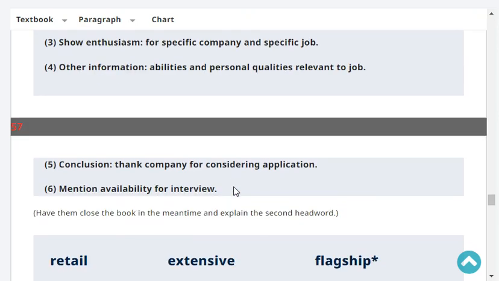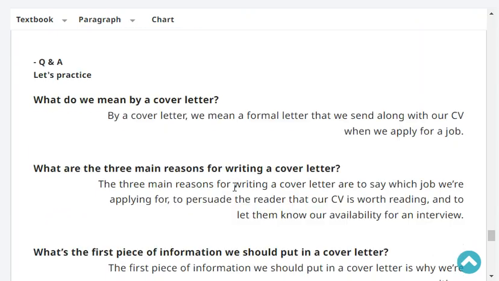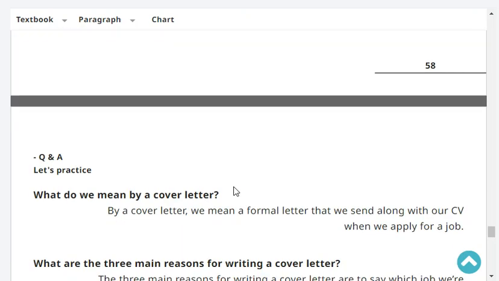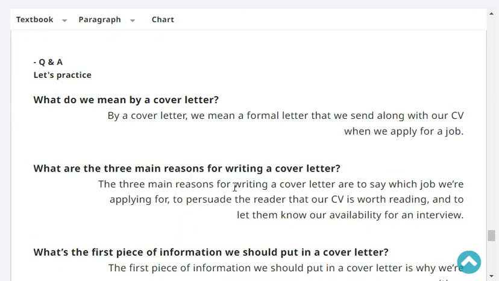Very good. Okay. Next, what do we mean by a cover letter? By a cover letter, we mean a formal letter that we send along with our CV when we apply for a job.